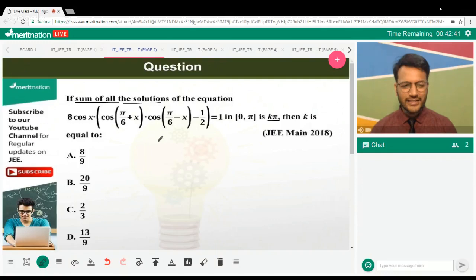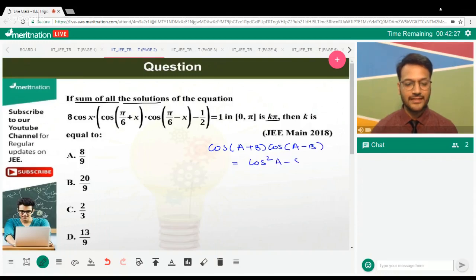The question is quite simple. You just need to apply a simple formula, which I hope all of us know: cos(A plus B) times cos(A minus B). We all know about it. It is cos square A minus sine square B. So we'll apply the same formula in order to solve it further.